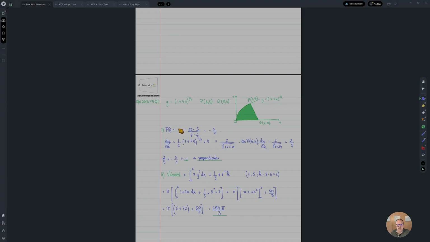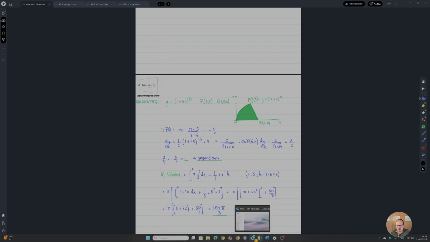First, you need to get the gradient of line PQ, and this is -5/2. Then differentiate this to get the expression for all possible gradients, and then substitute x by the x-coordinate of the point where you want to calculate the gradient, that is 6, and you get the value 2/5. So this is the gradient of the tangent to the curve at point (6, 5), and this times that is -1. You have proven that they are perpendicular.